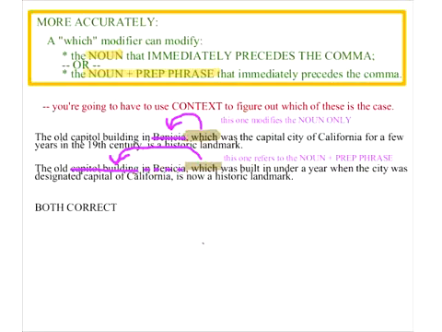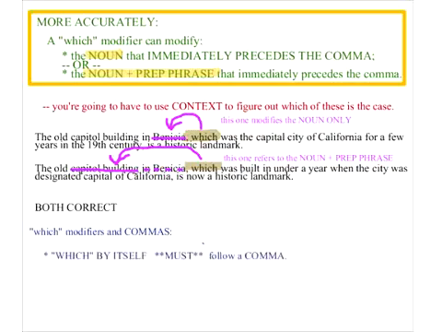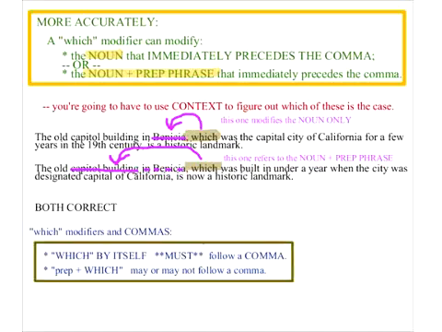Which modifiers and commas. Okay, if you have which by itself, then that, as far as GMAT usage, must follow a comma. On the other hand, a prepositional phrase, or preposition plus which, may or may not follow a comma. That's your rule. They're not going to split. This is more of an American versus British convention than anything else. So if you learned British English, you may be a little bit surprised by this.